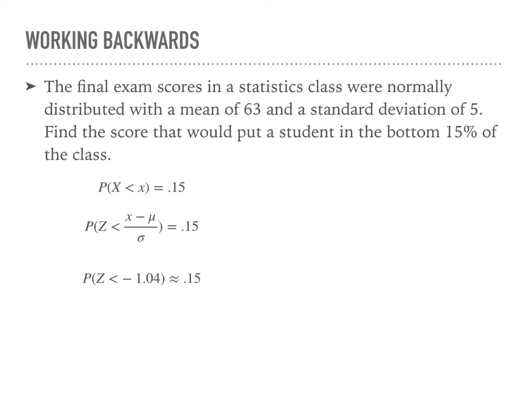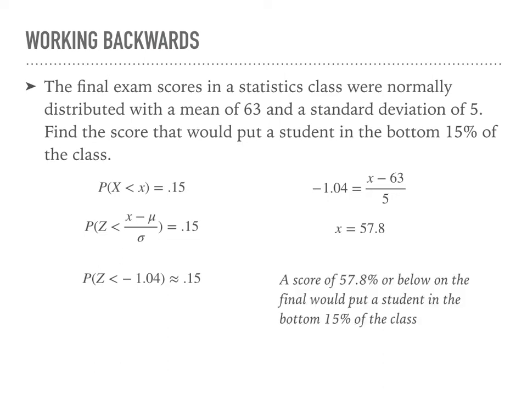So what x value does that give us? Well, we can set up an equation where we have negative 1.04 equals x minus mu divided by sigma. Solving for x with a little bit of algebra, we get that x equals 57.8. So a score of 57.8% or below on the final would put a student in the bottom 15% of the class.